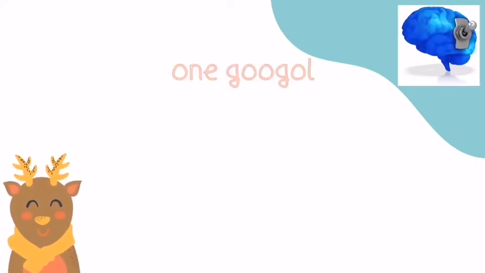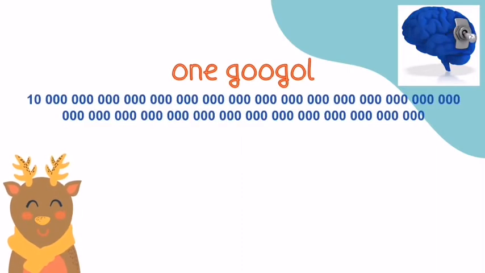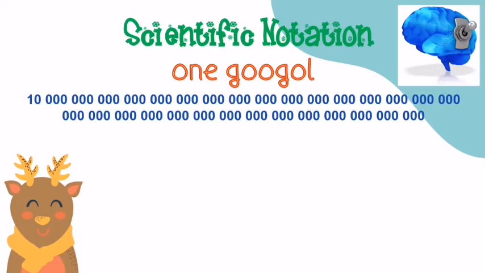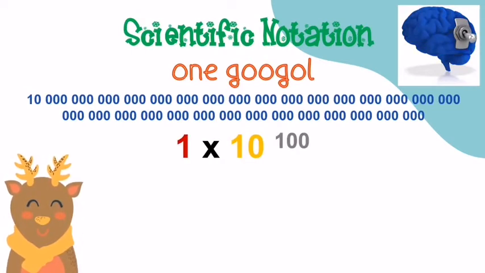For instance, the number 1 googol, which is written like this, and as you can see, it is very long. Now, this number is so large that writing it would be extremely time consuming unless it is expressed in scientific notation. So 1 googol in scientific notation is 1 times 10 to the power of 100. So it is now written in scientific notation. Instead of this longer version, it is already shortened.